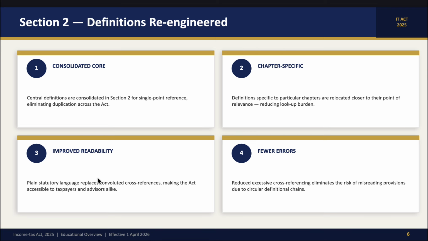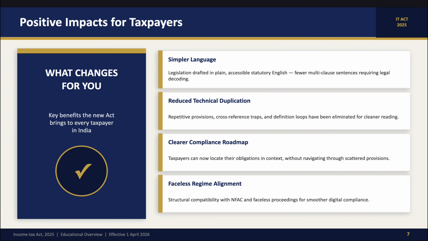Okay, this is so important. So now what we have is fewer errors, reduced excessive cross-referencing, and eliminates the risk of misreading provisions due to circular definitional chains. Initially, it used to be very difficult. You're reading a definition somewhere, and then you're reading the main provision somewhere, then you're looking for the rate somewhere. So it used to be a whole lot of confusion. Now they have put it in one structured way, and it is getting simpler. So now what we hear is positive impact for taxpayers.